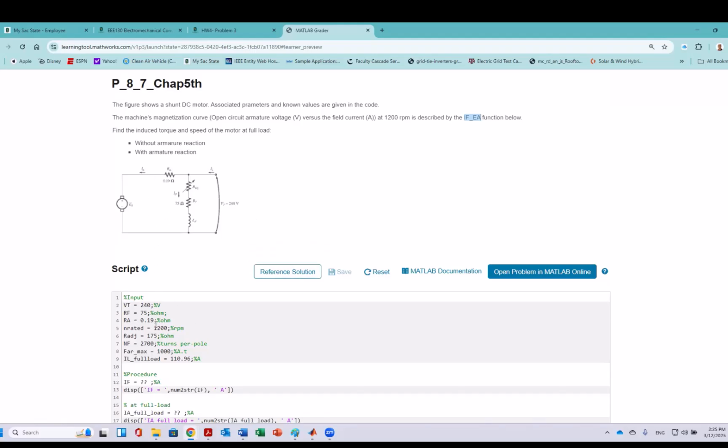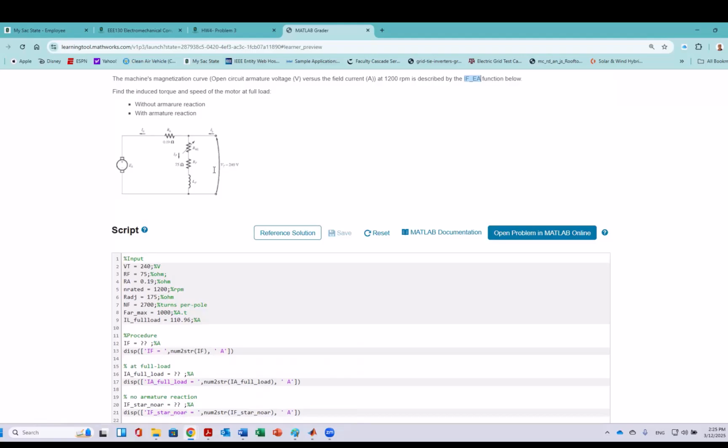This is the circuit, and these are the inputs. VT, the terminal voltage, is 240 volts. RF here is 75 ohms. RA is 0.19 ohms, and the rated speed of the machine is 1200 RPM. Our adjustable resistor has been put equal to 175 ohms. And NF, the number of turns, is 2700 in the shunt circuit. FAR max is 1000 ampere turns. And IL at full load, this current at full load, is 110.96 amps.